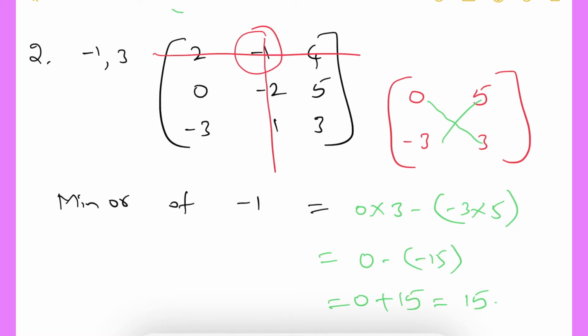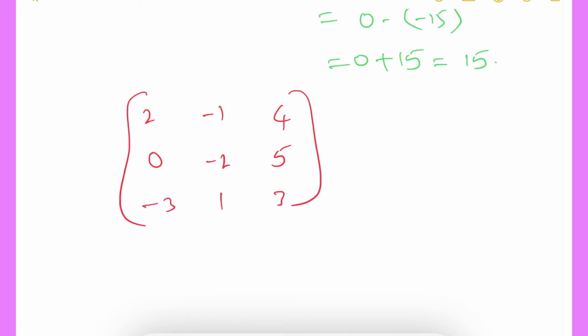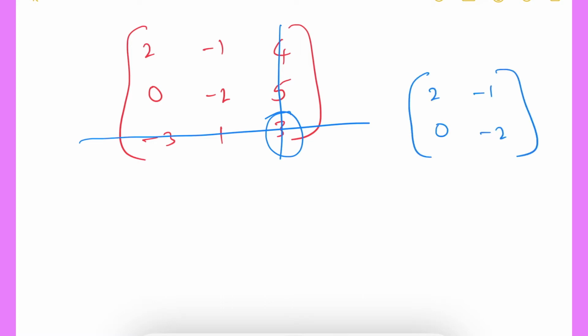Next we need to find out the minor of 3 also. So let me draw the matrix again: 2, minus 1, 4; 0, minus 2, 5; minus 3, 1, 3. So he is asking us to find the minor of 3. Here 3 is there. In which row 3 is there, remove the total row. In which column 3 is there, remove the total column. So now we will remain with a 2 by 2 matrix: 2, minus 1; 0, minus 2. Find the determinant of this.